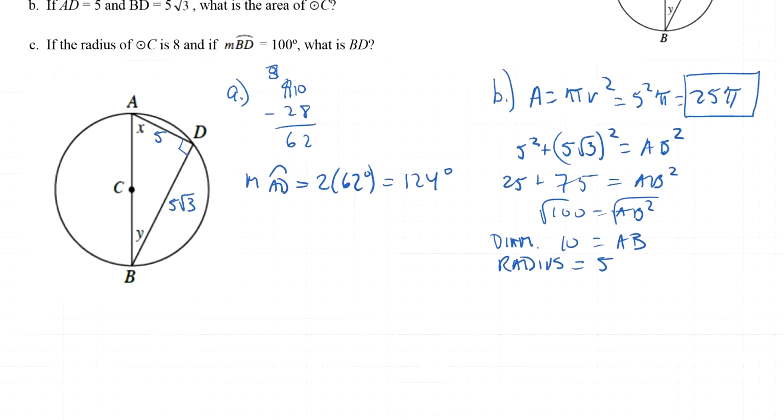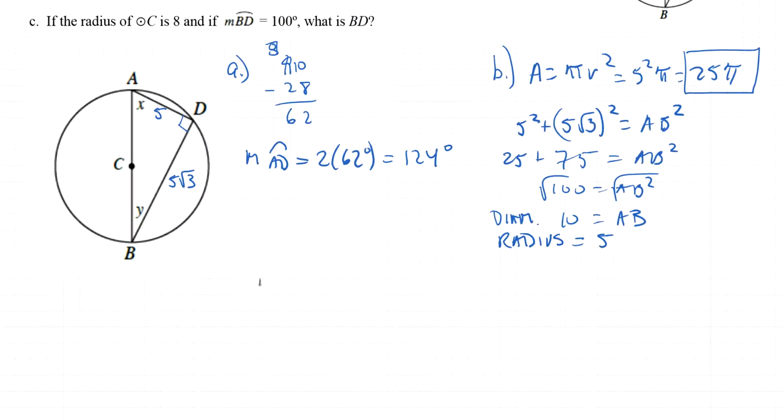Alright, so now we're looking at C. And C says the radius of circle C is 8. So if that's 8, then this length here is 8 and this length here is 8. And if arc BD is 100, so this is 100 degrees, what is BD?